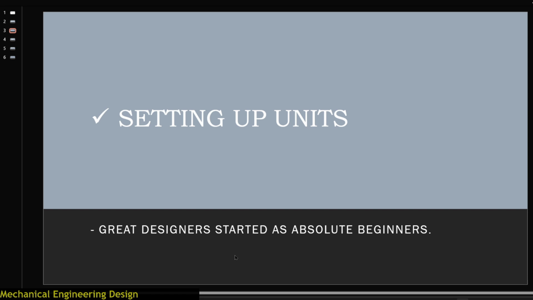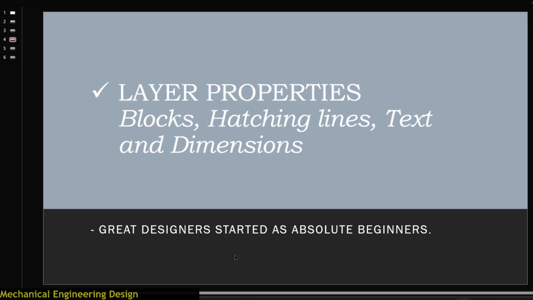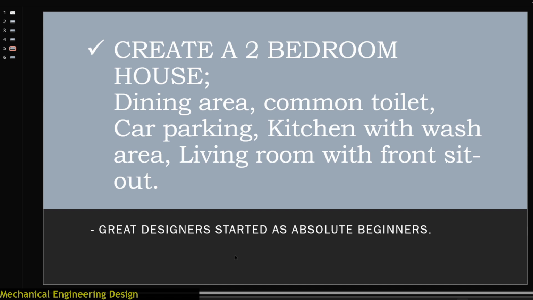Now, the first step we are going to do in AutoCAD is to set up units, and the second step is to set layer properties. We'll select a different layer for blocks, hatching lines, text, and dimensions. We are also going to create the 2-bedroom house with the following areas: dining area, common toilet, car parking, kitchen with wash area, and living room with front sit out.